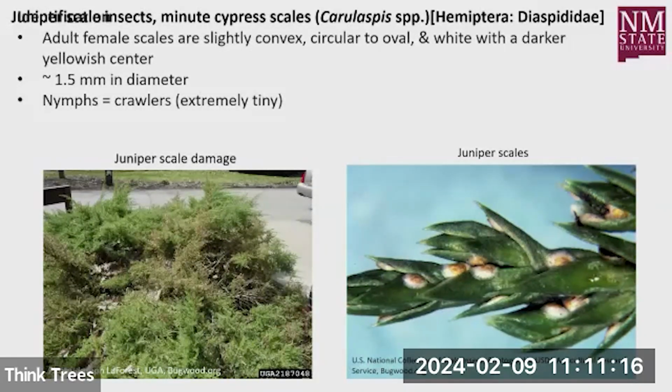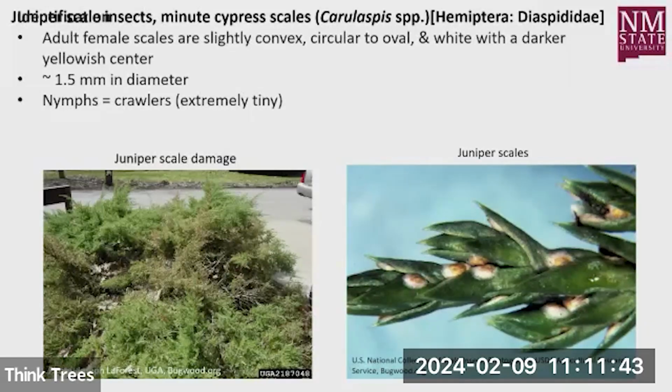And the adult females of these cypress scales, they look kind of like eggs to me in a way. They have this waxy covering. It's white, creamy with a darker yellowish center on top. They're about 1.5 millimeters in diameter. And then they do have nymphs, which I'll show you in a second, and that's going to be very key for managing scales.